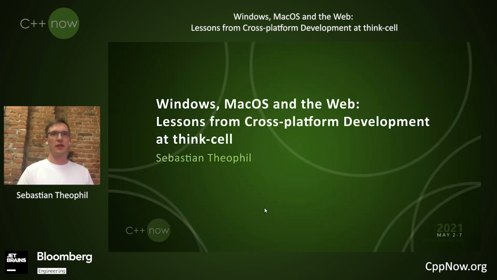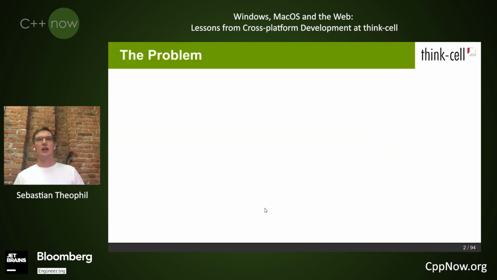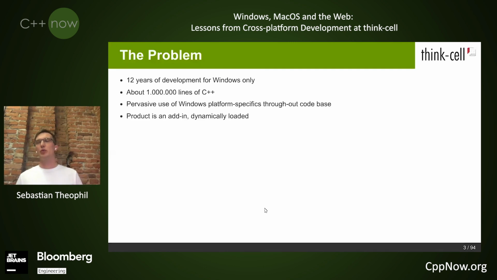Second. Yeah, lessons we've learned while porting our software. So what was the situation initially? We had been doing about 12 years of development for Windows only when we started porting our software to macOS. And in that time, we had written about 1 million lines of C++ code. And you can imagine that we had used the Windows API everywhere in our code base. Windows API calls, Windows data types, you name it. So there was quite a lot of initial cleanup to do.